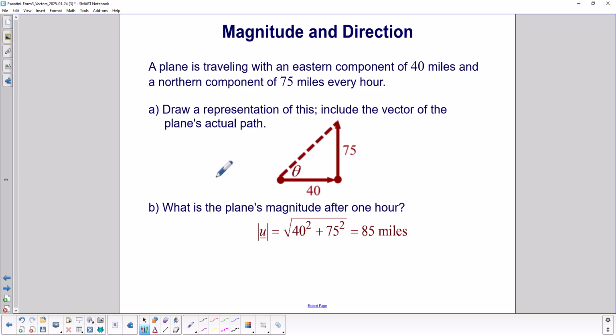So here's our plane. It's traveling 40 miles east, so we draw that to the right. And then we go tip to tail to find out that the northern component is 75 miles every hour. And here, this dashed line, that is the actual path of the airplane. So the plane's magnitude after 1 hour is, we're going to call this u, this is vector u, the square root of 40 squared plus 75 squared, and we get 85 miles.